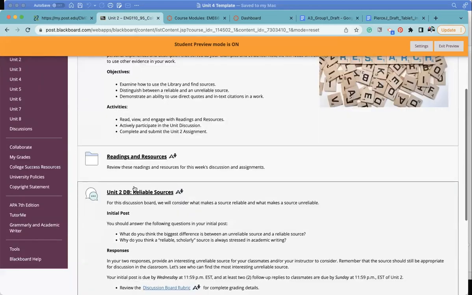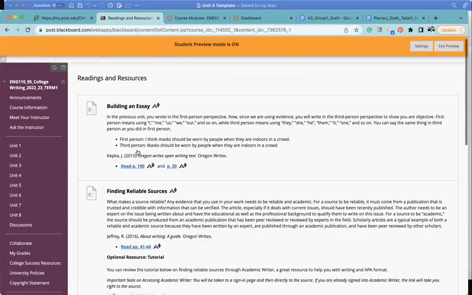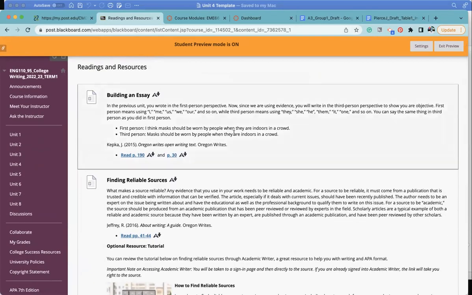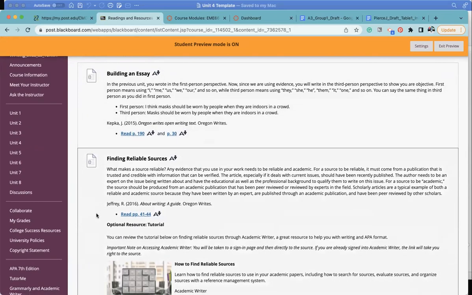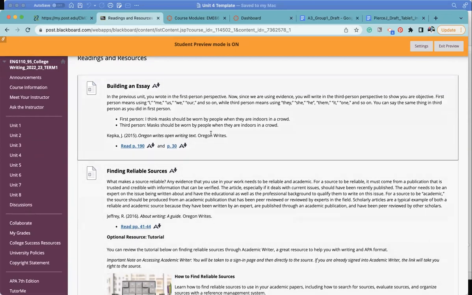So let's take a look at our readings and resources first. You have readings and links to click here for building an essay. You've got 2 readings, very short readings, 1 page each, but readings on building an essay. One of the things that you're going to be focusing on in this particular thing, and this is hard to get used to for a lot of people, but you've probably been told this before. If you've ever heard from an English teacher that you should not use the word I in a paper, this is what we're talking about here.